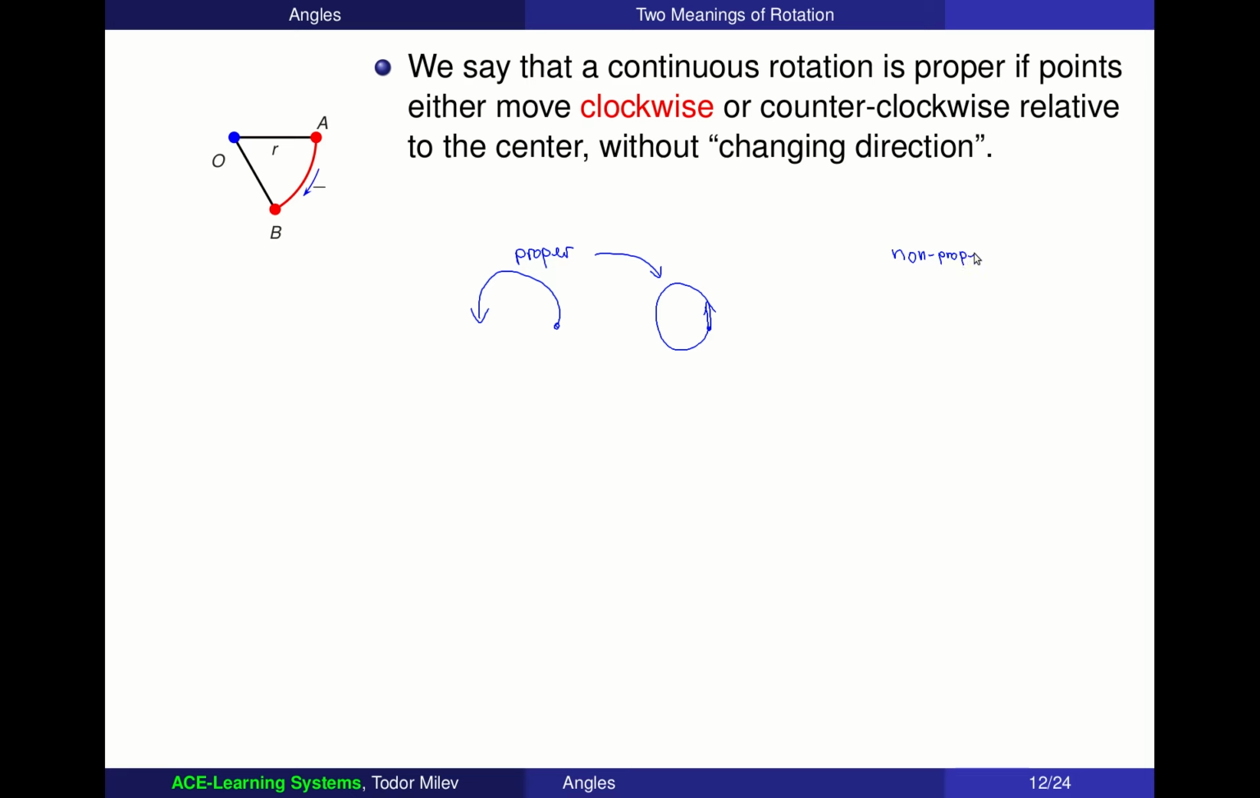So non-proper rotation would be something like this. We start onto a regular circle, but then suddenly here we change direction and we go back a little bit, and then now we go in the opposite direction. So this would be non-proper motion. Okay.